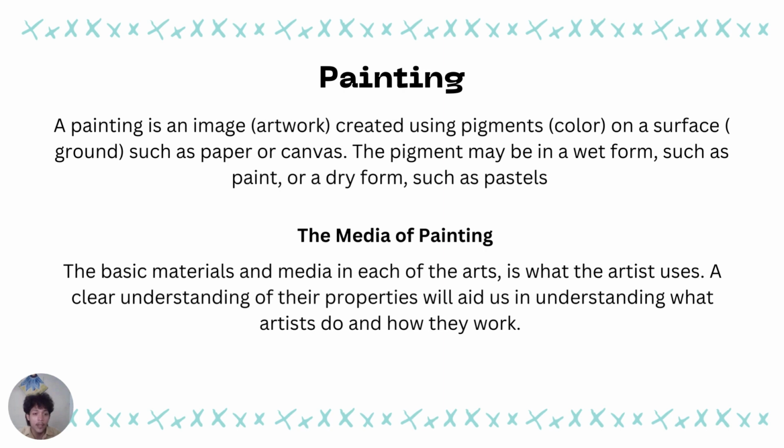Next is painting. A painting is an image or artwork created using pigments on a surface such as paper or canvas. The pigment may be in a wet form such as paint or a dry form such as pastels. The media of painting. The basic materials and media in each of the arts is what the artist uses. A clear understanding of their properties will aid us in understanding what artists do and how they work. Dinascuss din dito yung types of medium like color, pencil, anything na materials na ginagamit sa isang painting.